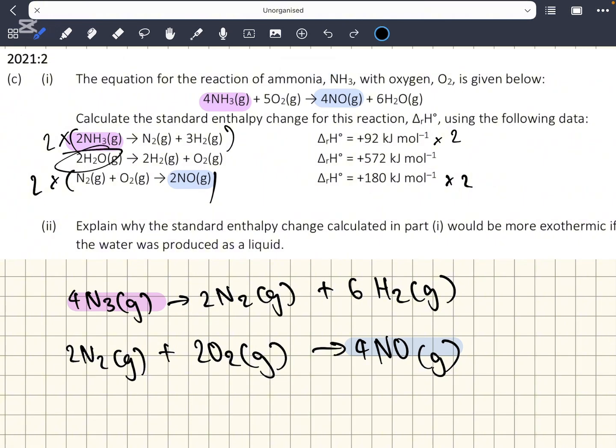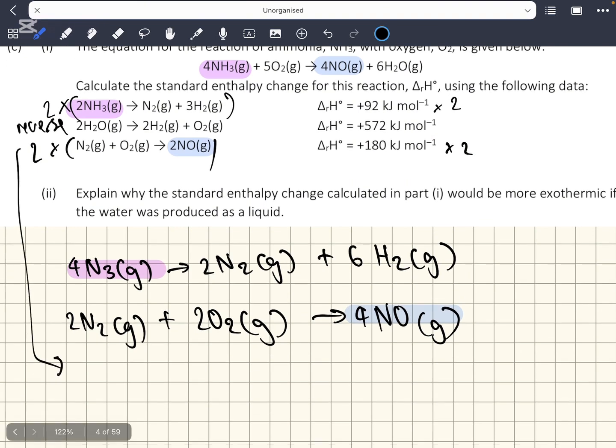However, it's on the left-hand side. This is on the left-hand side, and this is on the right-hand side. Everything on the left side of the arrow is on the left-hand side. So we can actually get this to the right-hand side by reversing the equation. So I'll just write reverse. And once you reverse the equation, you can do this in multiple steps.